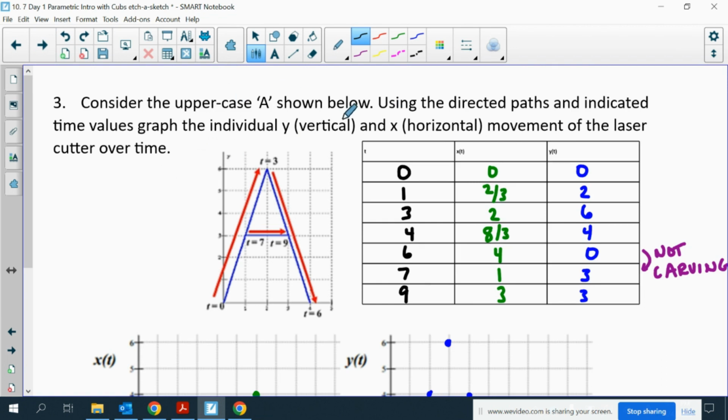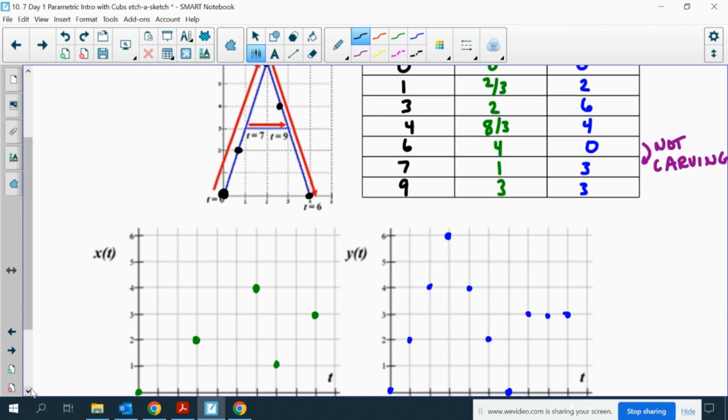Now we will consider the uppercase A that's shown. Using the directed paths, we figure out some of these points that are plotted. I didn't have enough room to plot all of them on here, so I just picked a couple more. So I picked those points as well. And then we plot our x of t and y of t down here.